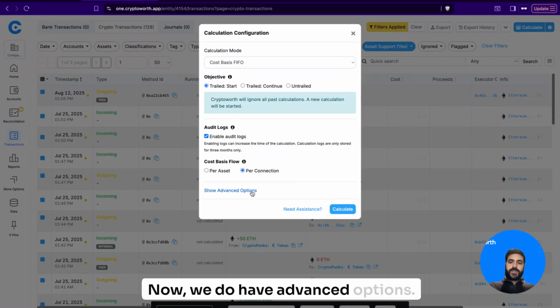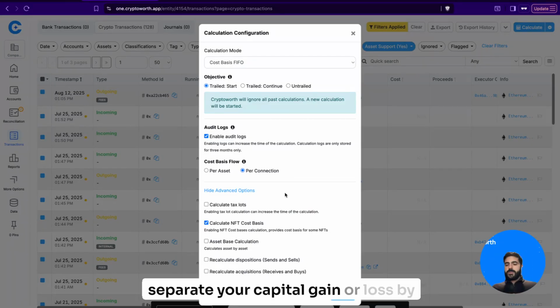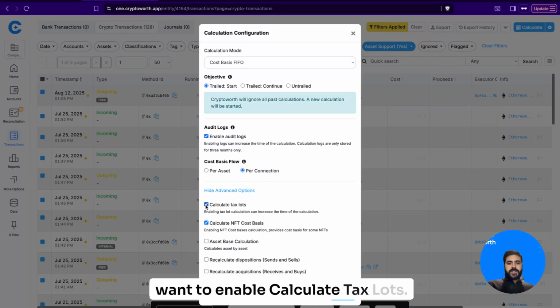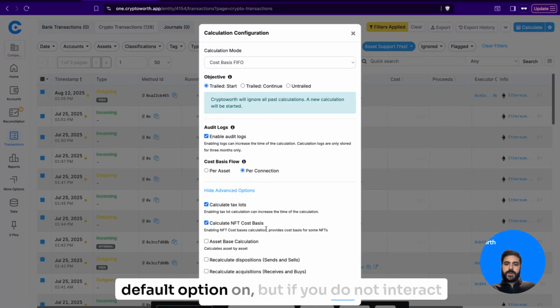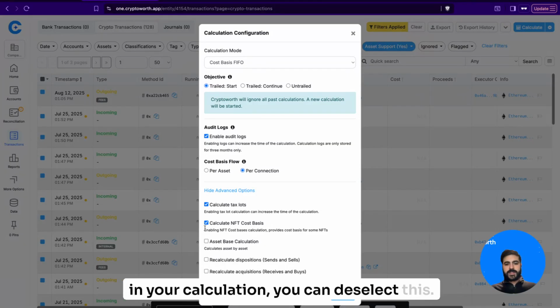Now we do have advanced options. If you want to calculate your tax loss and separate your capital gain or loss by short-term, long-term gain loss, then you want to enable calculate tax lots. We do have calculate NFT cost basis as a default option on, but if you do not interact with NFTs and you don't want to consider them in your calculation, you can deselect this.